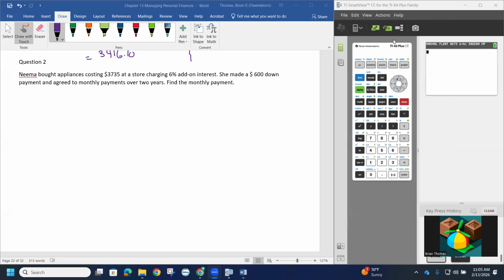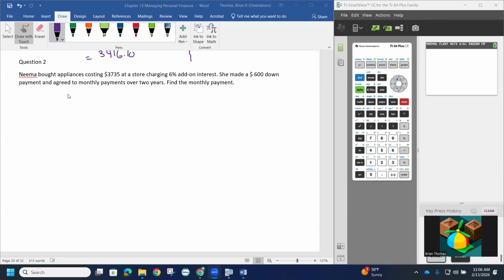So question two, working with consumer credit. Nima bought appliances costing $3,735 at a store charging 6% add-on interest. She made a down payment of $600 and agreed to monthly payments over 2 years. Find the monthly payment. So this is Nima again, but they changed the numbers a little bit on us here, so we can't use the information in question one.